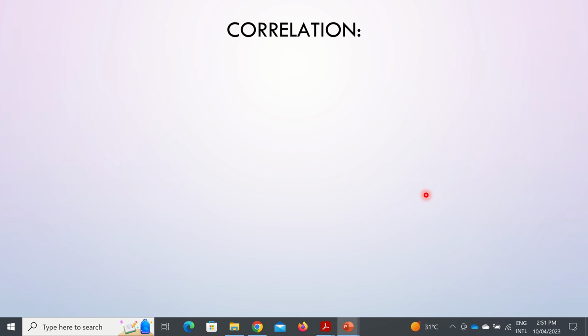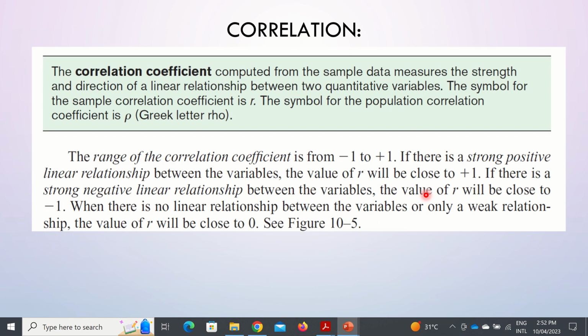How do we see the linear behavior of data? If we want to quantify that, we want to find a numerical number which tells you the strong linear relation or weak linear relation, and that can be found by using the correlation coefficient. So what is the correlation coefficient? It basically measures the direction of a linear relationship between two quantitative variables, right?